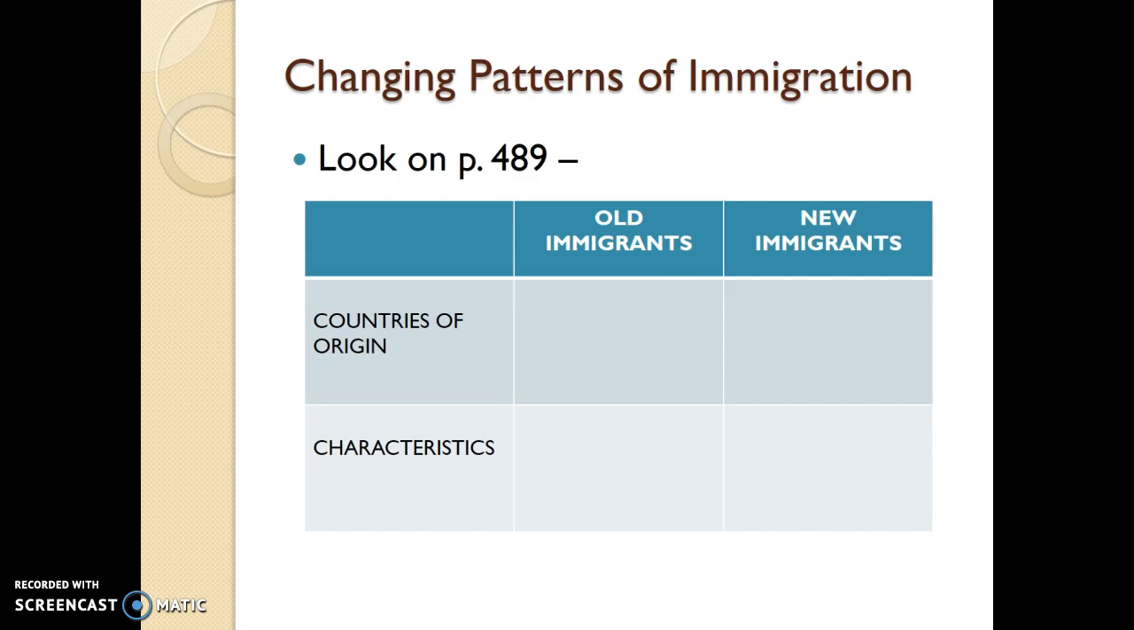The new immigrants after about 1880 were from southern and eastern Europe, Italy, Greece, Poland, Russia, places like that. Were more likely to be poor, were more likely to be illiterate, more likely to be Catholic and Jewish and Orthodox, and had a harder time assimilating into American society, and were unfortunately discriminated against, which we'll talk about here in a little bit.